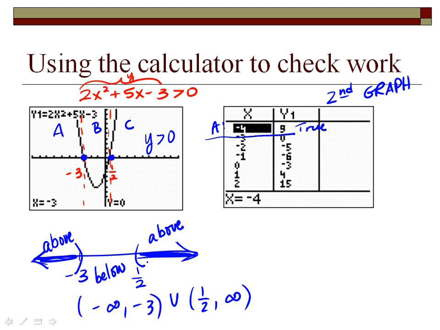Then we had to plug in something between negative 3 and 1/2. So we plugged in 0. But at 0, we got negative 3. Is negative 3 greater than 0? No, that's false. Then we had to plug in something larger than half. We plugged in 1, and we got 4. Is 4 greater than 0? That's true. So the table can actually do the testing for you without you having to go through and do it yourself.